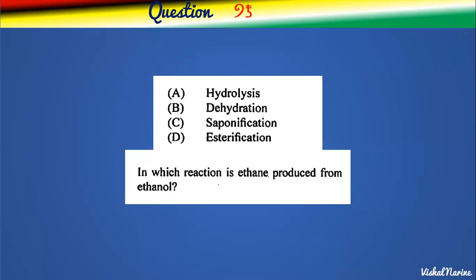Question 95. In which reaction is ethene produced from ethanol? So ethanol is going to move to ethene and then to ethane. But from ethanol to ethene, that is a dehydration reaction. So the answer there is B.